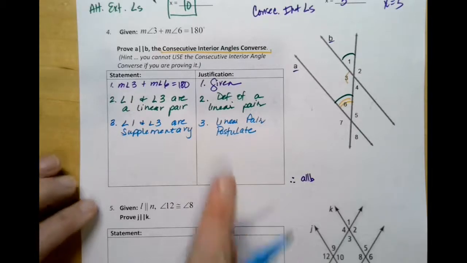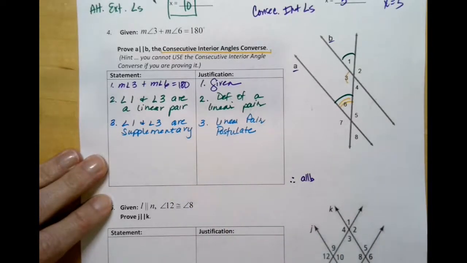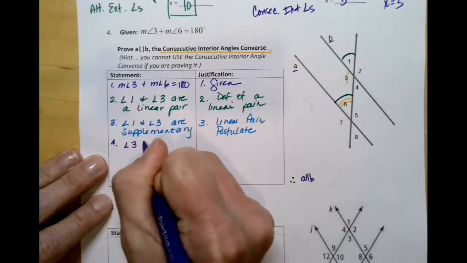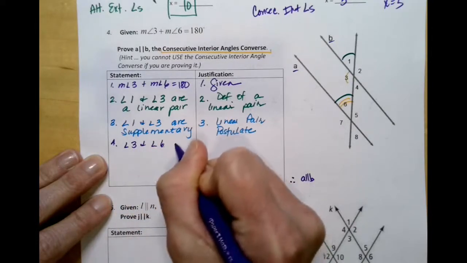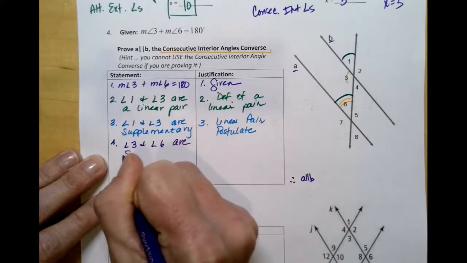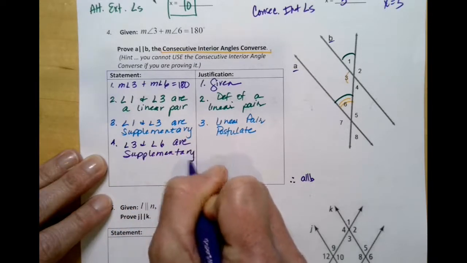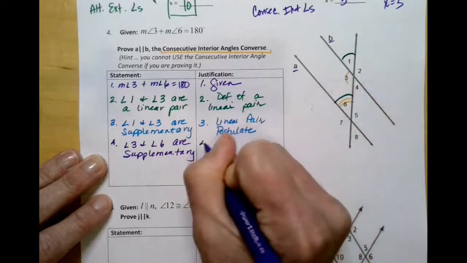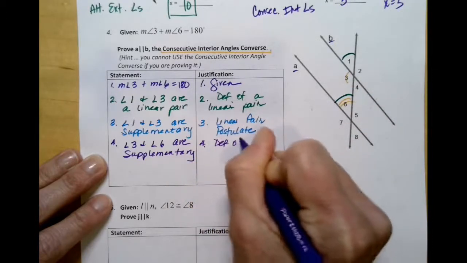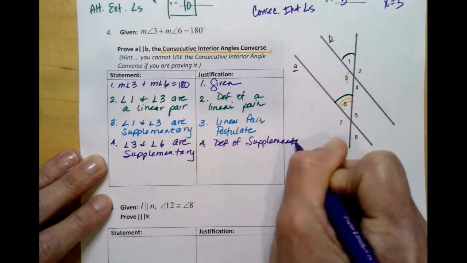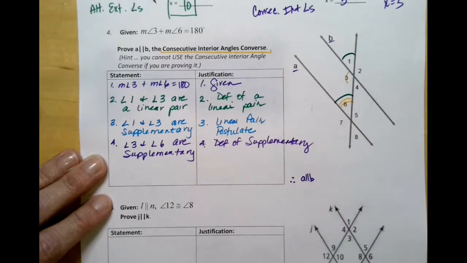Okay, so now I've got 1 and 3 being supplementary. Believe it or not, I don't have 3 and 6 supplementary yet. Let's talk about it. Angle 3 and angle 6 are also supplementary. Yeah, I had to go ahead and make that jump and say it. And how do I know that that's true? That's my definition of supplementary, by definition.